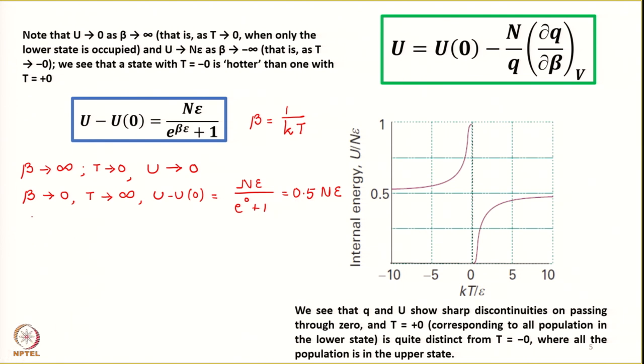Let us now consider the other case, when beta approaches minus infinity, that means T will approach a value of minus 0. Then what happens? U minus U0 will be equal to N e divided by, when beta is minus infinity, that means 1 over infinity, which becomes 0, right? I can write here exponential of beta e is exponential minus infinity, plus 1. This is equal to N times e. That means U divided by N e will approach a value of 1. That's what you see here.